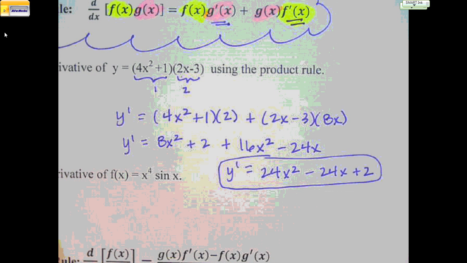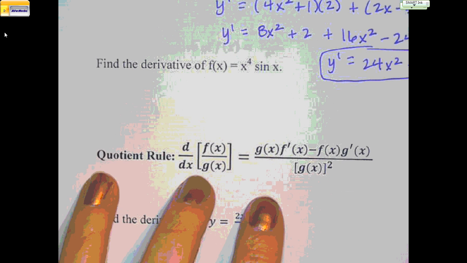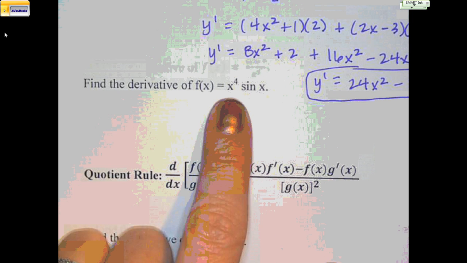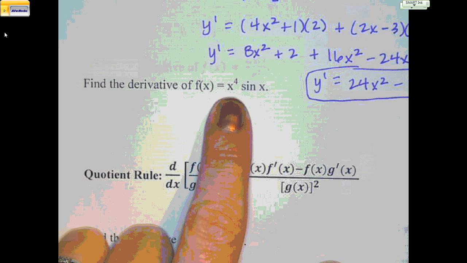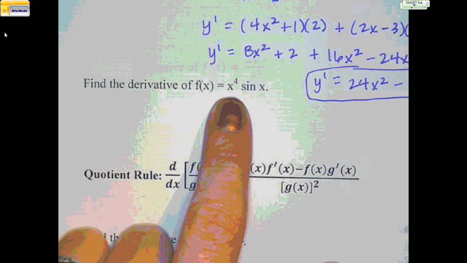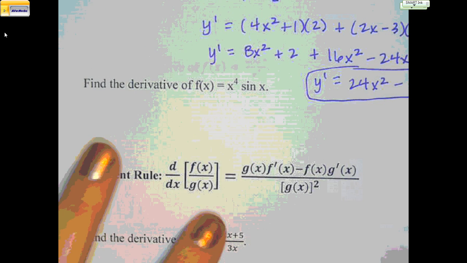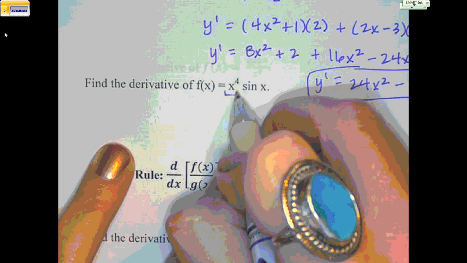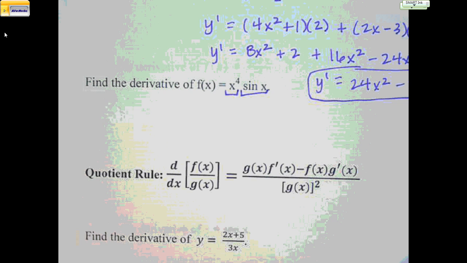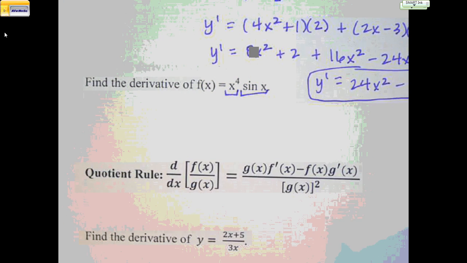I think what's harder for students to see is the next one. What most kids want to do is they want to call that 4x cubed cosine x. You can't do that. This is two different functions you're multiplying together. Here's your first function. Here's your second function. You have to use the product rule or you're going to get the wrong answer.